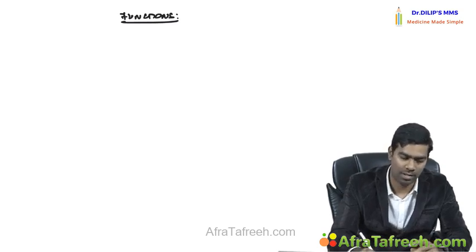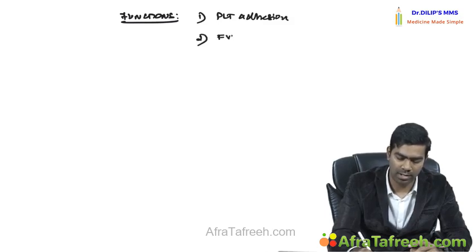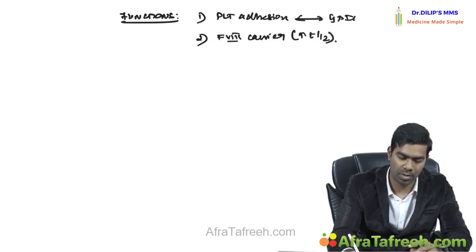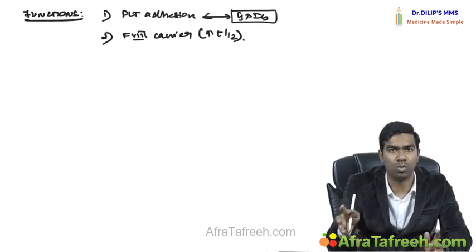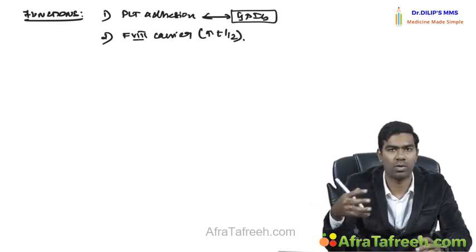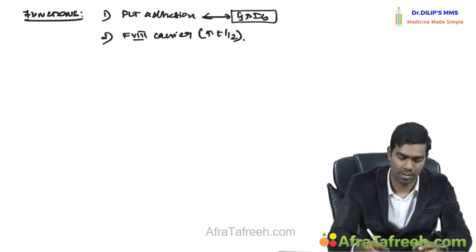Functions of von Willebrand factor, I told you. Number one, they cause platelet adhesion. Second, they carry factor VIII. It's a factor VIII carrier which increases the half-life of factor VIII. Platelet adhesion is by binding with GP1B. This von Willebrand factor, we call it a platelet glue. It glues the platelet to the endothelial collagen by forming a glue in between.